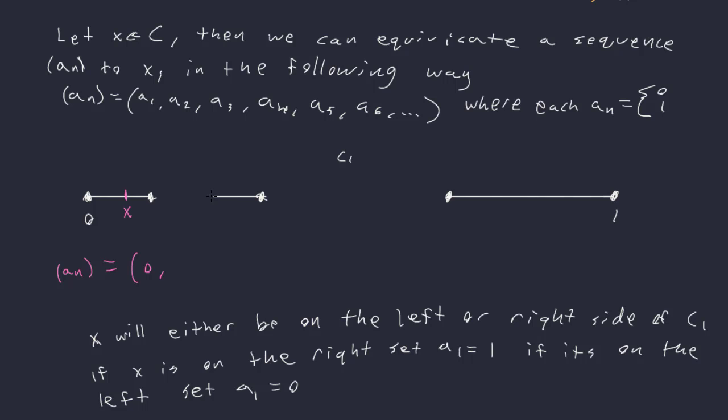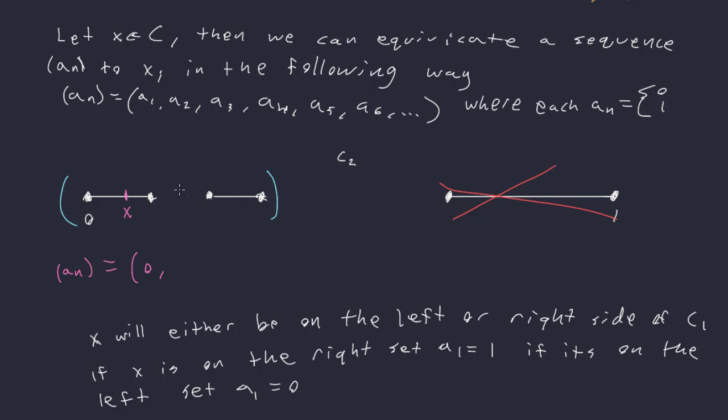Okay, and now we're looking at C2. Now in C2, we're only looking at the piece of C1 that it was in. We're discarding this. Okay, so I'll just X this out. We don't care about this anymore because we know that X is not there. Now, we're going to do the same thing.